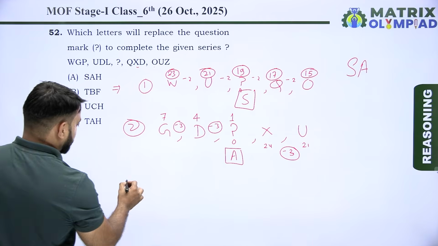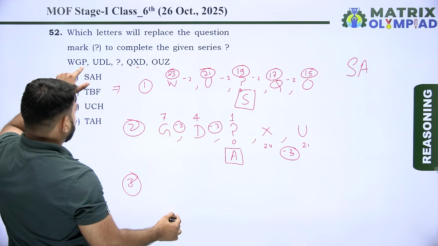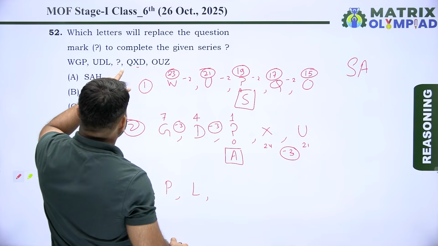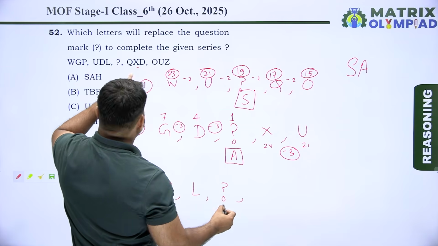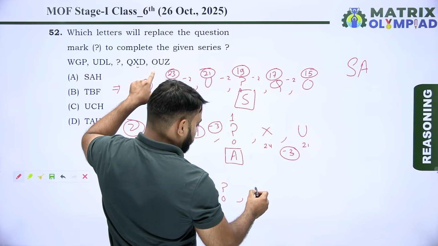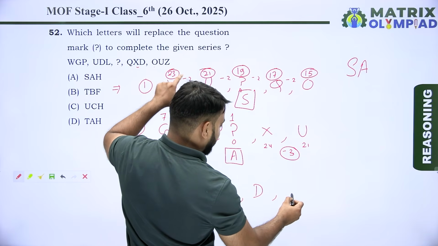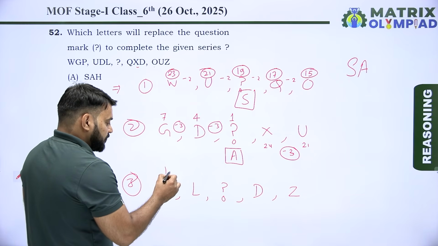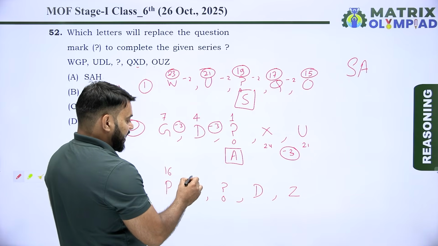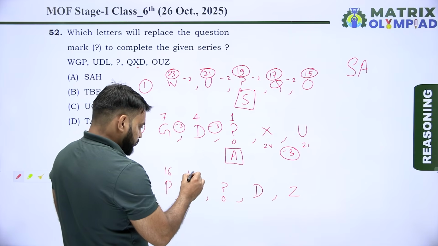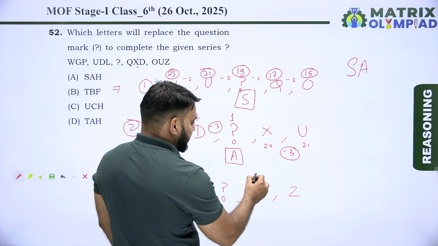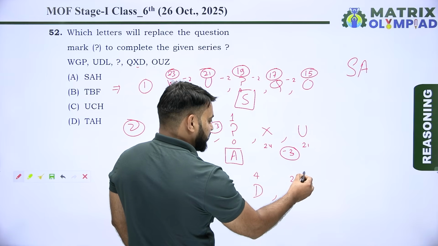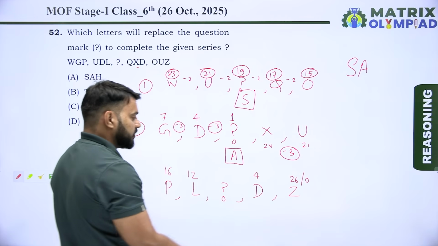Now taking the third alphabet of each term. So the third alphabet of the first term is P, the third alphabet of the second term is L, after L next is missing, the third alphabet of the fourth term is D, after D next is Z. Now the pattern: the place value of P is 16, L is 12, D is 4, and Z is 26, or you can say 0 in reverse order.